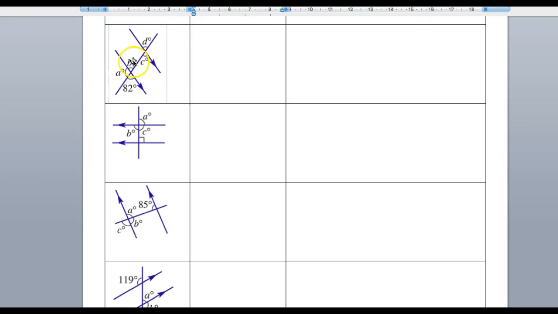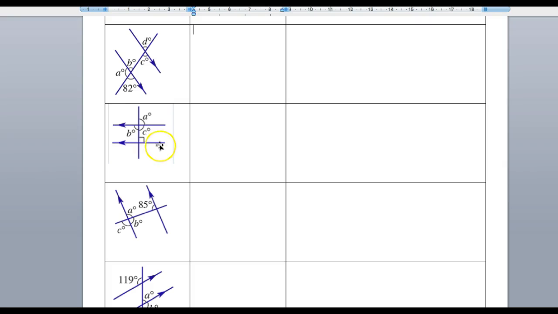So looking at this example here, I will first of all say A is supplementary to 82 degrees, B is vertically opposite, C is corresponding, and then you can say D is vertically opposite to C. So there's many ways you can find out these angles. You could also say D is corresponding to B.